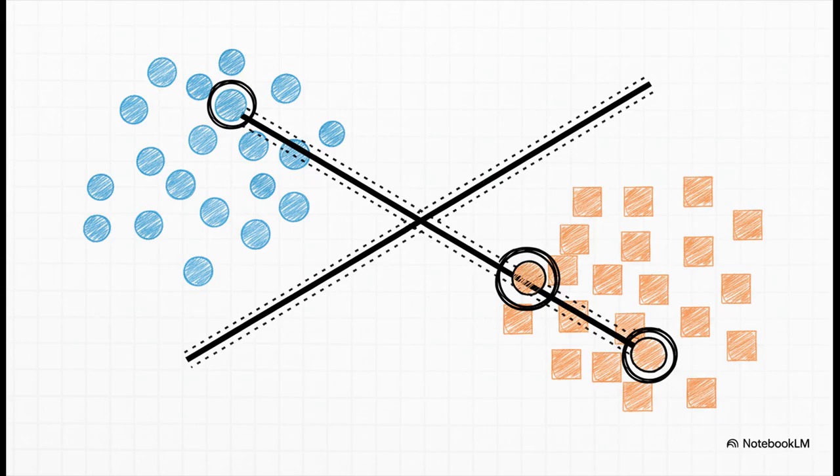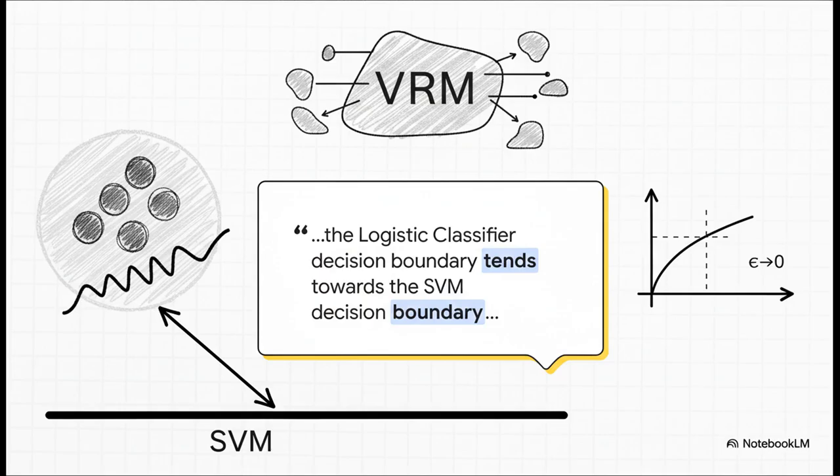I mean, SVMs are one of the most powerful and celebrated classifiers in all of machine learning. They're famous for finding the absolute best line to separate data, focusing only on the points closest to that boundary. And here is the punchline. The paper shows that a classifier built on the VRM principle, like this logistic classifier they mention, naturally acts like a flexible soft margin classifier.